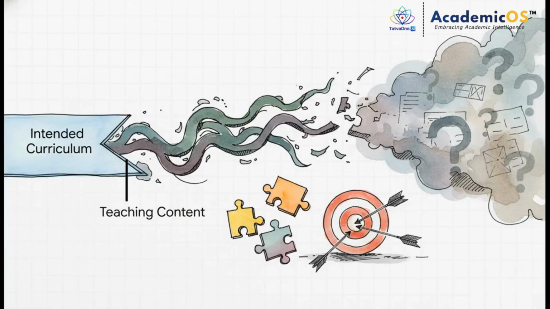And here's the crucial point. This isn't just inefficient, it's a real problem. This kind of fragmentation leads to serious issues. You get teaching content that slowly drifts away from the curriculum's goals, assessments that don't really measure what they're supposed to, and in the end, you're left in this fog of uncertainty about what students are actually learning.